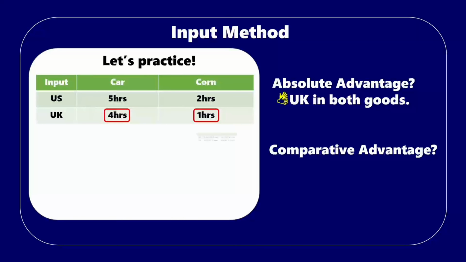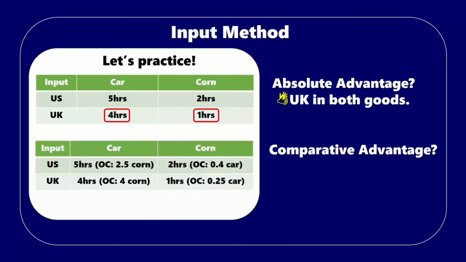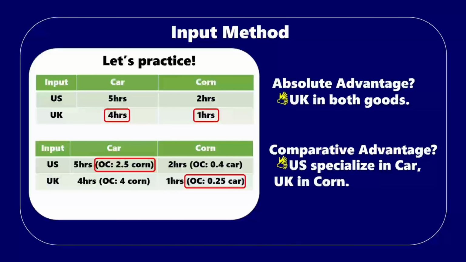Okay, but who has the comparative advantage? Well, to find the opportunity cost this time, instead of using OOO, we use IOU. Other goes under. Okay, so if we put 2 under 5, that becomes 5 over 2, which is 2.5. And we could find the opportunity cost for all of these boxes. And then we find who has a lower opportunity cost, and then that's how we find the comparative advantage in the input questions. The US should specialize in cars, while the UK should specialize in corn.